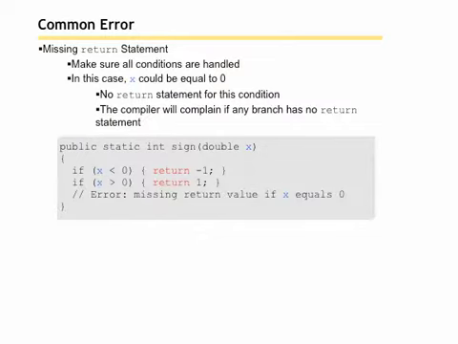It's a common error to miss a return statement. Make sure that all conditions are handled. So if you look at this example with sign, if x is less than 0, it's going to return negative 1. If x is greater than 0, it returns 1. But what if x equals 0? We didn't handle that. So you have to have a return statement for every possible condition.